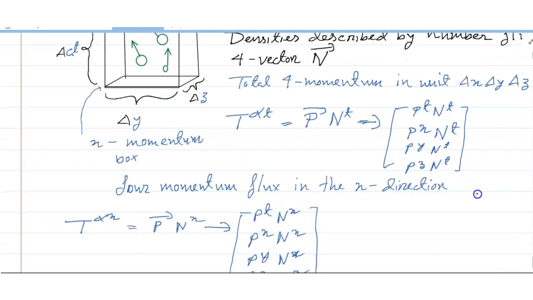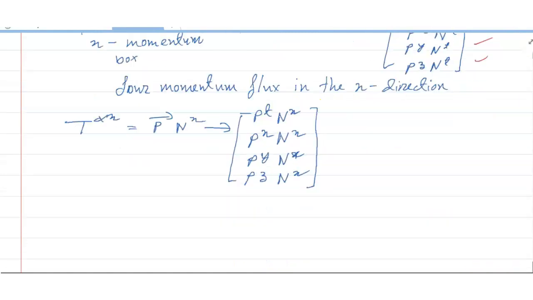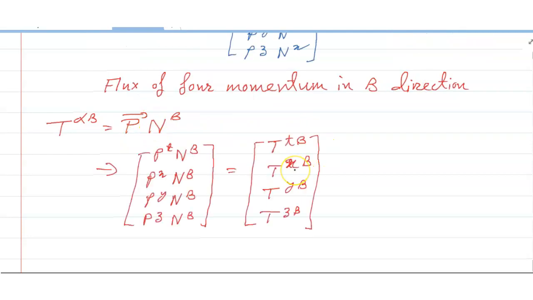Same as this is the nt. You will see this kind, but it is t direction, momentum flux in t direction. So this is the nt, and x direction, this is this way. Similarly, we can get also beta directions, flux of four-momentum in beta directions. We just multiply the four-momentum vector by the beta component of the number flux four-vector.